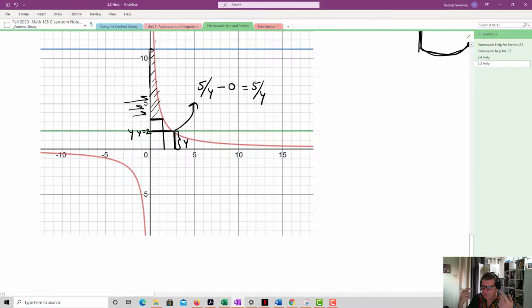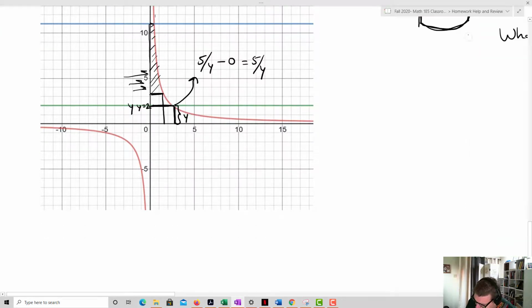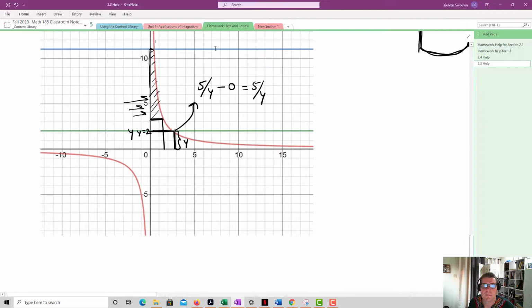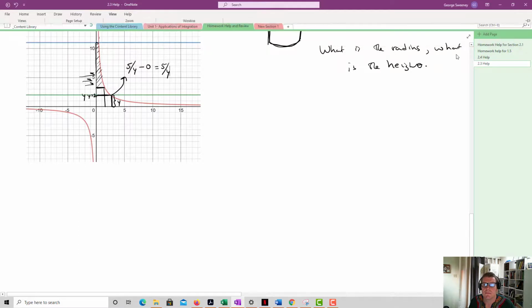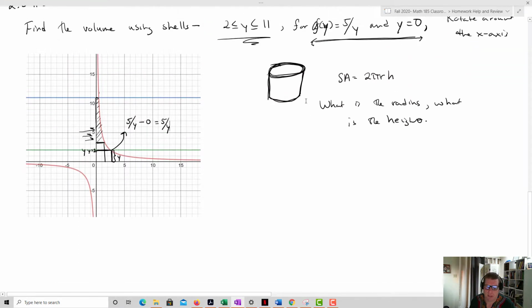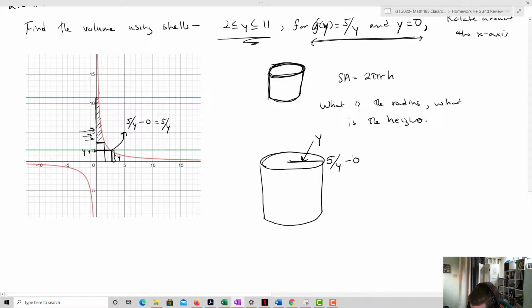Now I can visualize what my cylinder is going to look like. This radius is going to be y, and my height for my cylinder is going to end up being 5 over y minus 0, or just 5 over y. So that's going to be my height. Y is my radius, 5 over y my height.